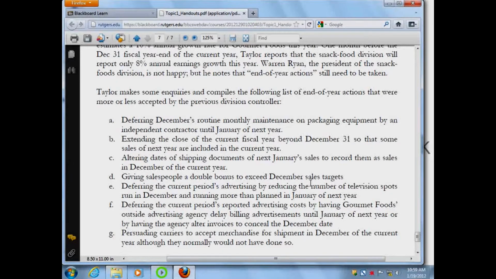So yes, the vast majority of legal and accounting experts would agree with you, but you want to keep in mind that there are these other issues you want to be aware of. Now B, extending the close of the current fiscal year beyond December 31 so that some sales of next year are included in the current year. Not acceptable. Explain to us.